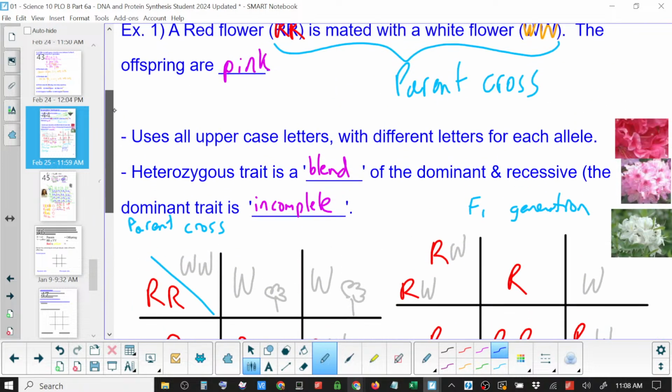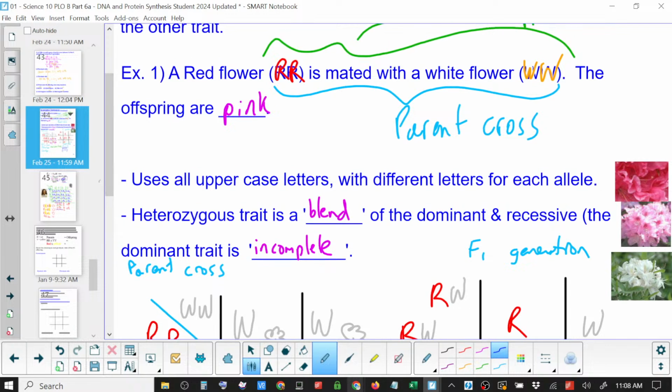Were you here last day? I think you were, because I also wrote it here. When you have 2 genes in incomplete dominance, you get something that's a mix. And so that's why you get pink with RW. So instead of getting red or white, you get pink. So the incomplete dominance is how you get some variations of shading.